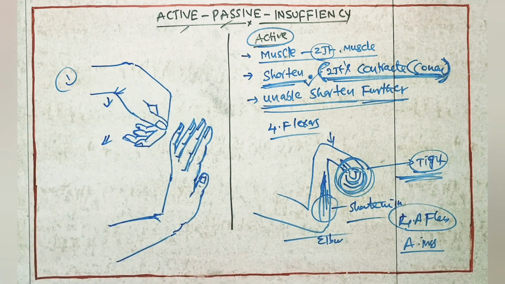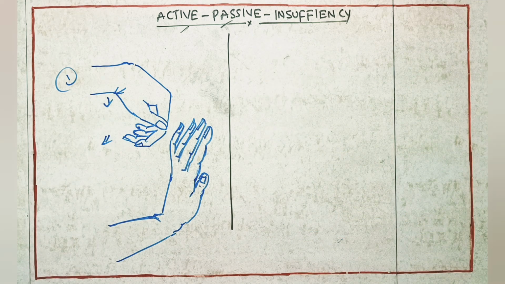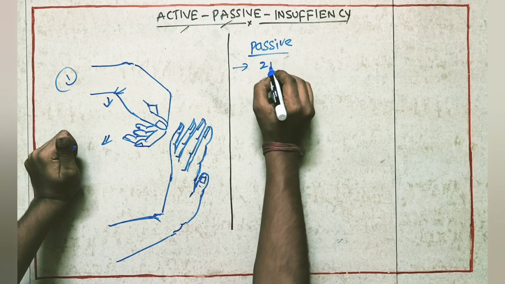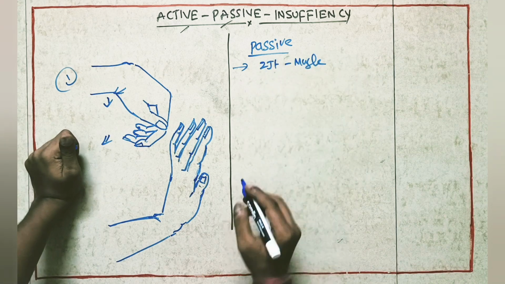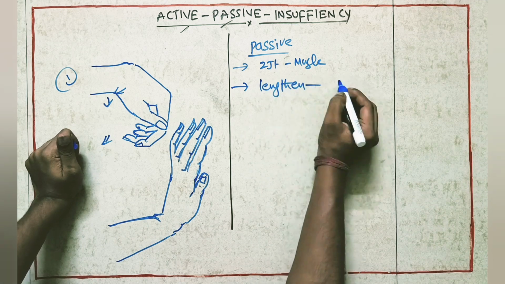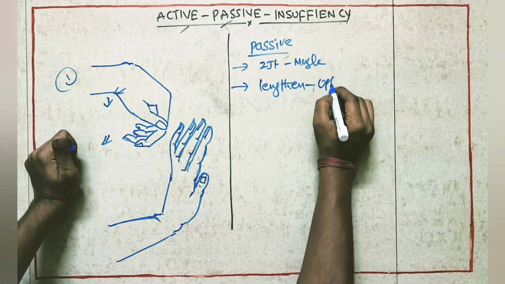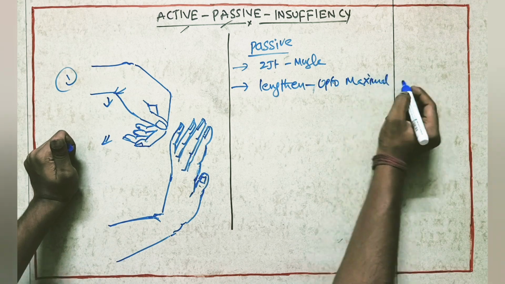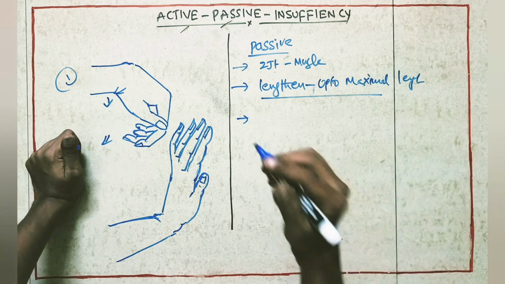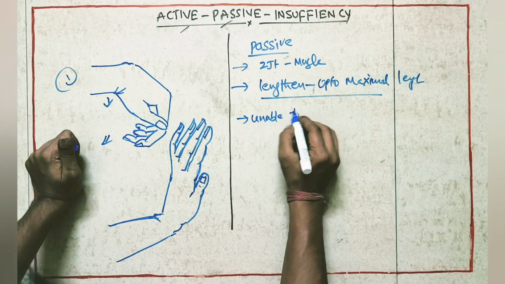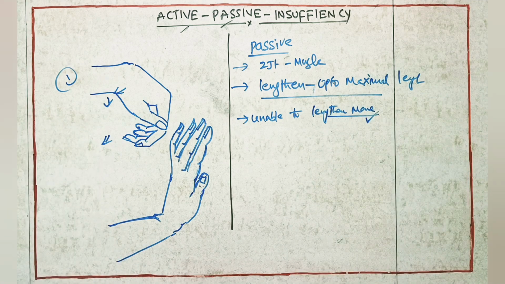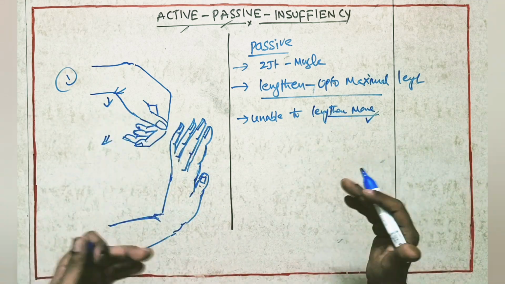Now we'll see passive insufficiency. What does it mean? Here also the muscle is a two-joint muscle. In passive insufficiency, the muscle length will lengthen up to the maximal range, and after a point of time the muscle will be unable to lengthen more. Muscle lengthening will not increase any further. So this is passive insufficiency.